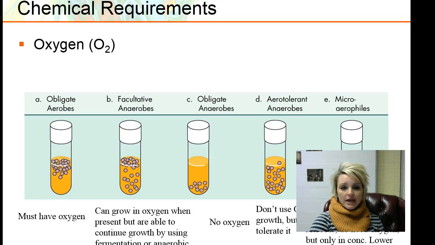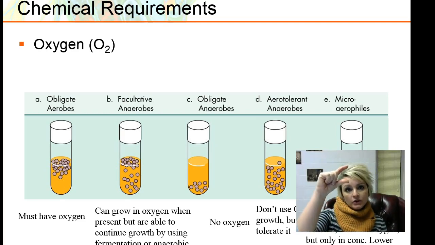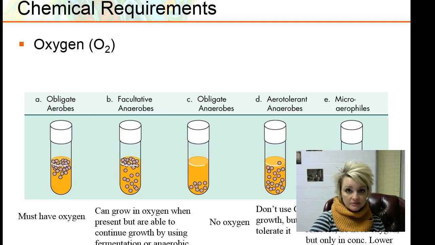In that first one labeled A, one of the things that you notice is that all of the microbes are growing in a clump right at the top of the test tube. Not in the middle, not at the bottom, only at the top. The reason why they're growing there is because that is where the highest amount of oxygen is found within that test tube. So those are obligate aerobes. Obligate aerobes have to have oxygen. There's no way around it.